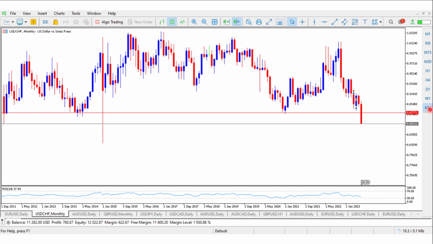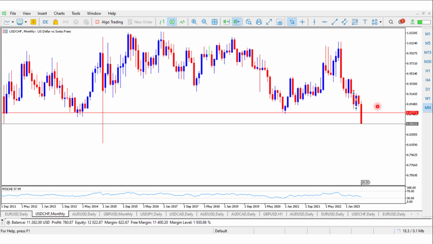Here in the monthly time frame, you see that this red level acted as a very strong support since 2011. Once the market tried to break this support to the downside, it was in 2011. The second time was at the end of 2013, then it was in January 2021, and now it is in July 2023.